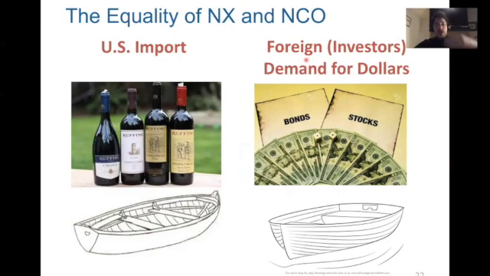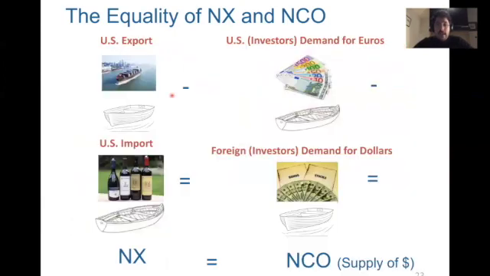Net export is equal to US exports minus US imports. And symmetrically, net capital flows is equal to US demand for euros minus the foreign demand for dollars. And this is captured by these lines. Net export is equal to the difference between US exports and US imports, and this has to be equal to the right-hand side, which is the US investors' demand for euros minus the foreign investors' demand for dollars, which coincides with the net capital outflows.